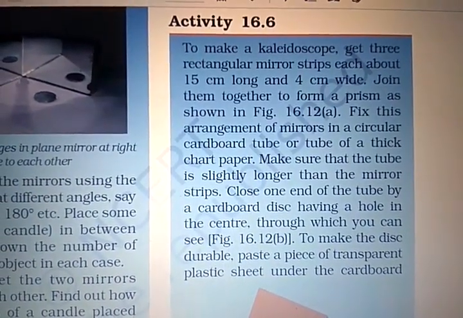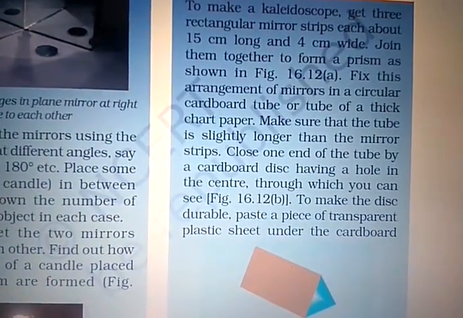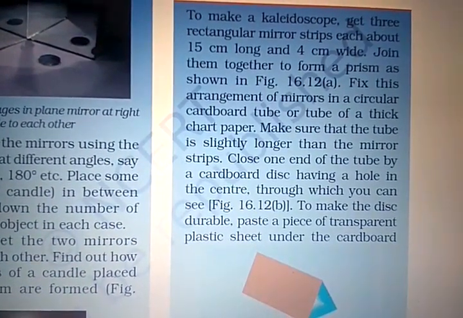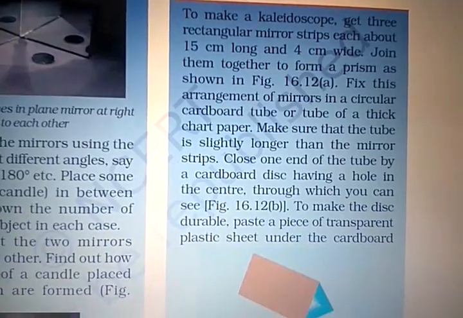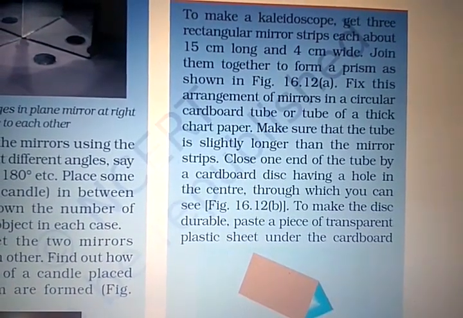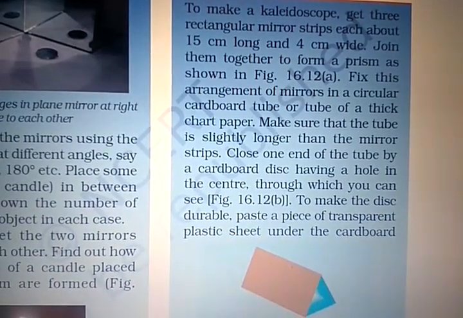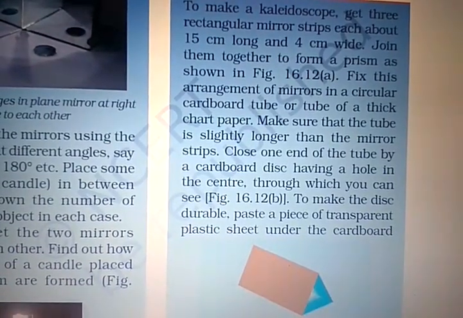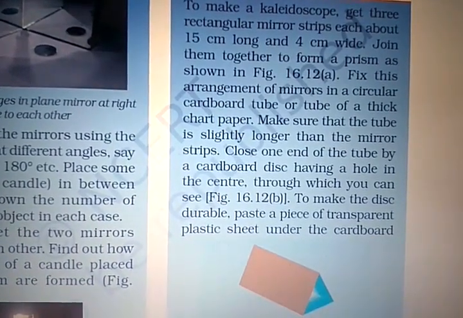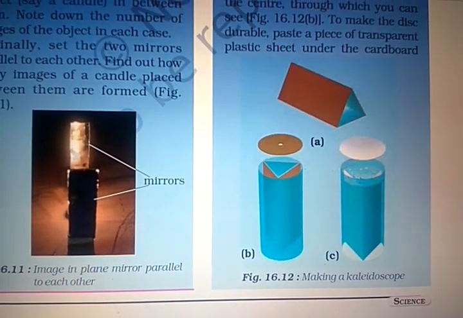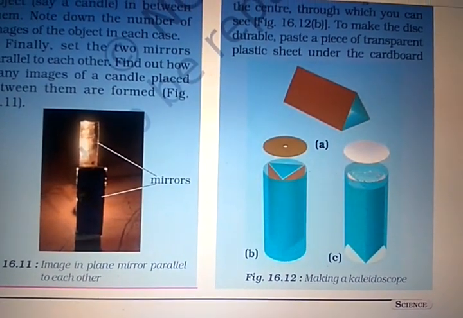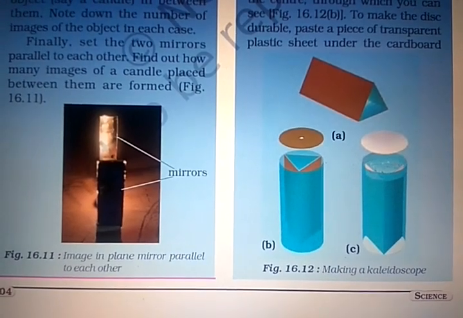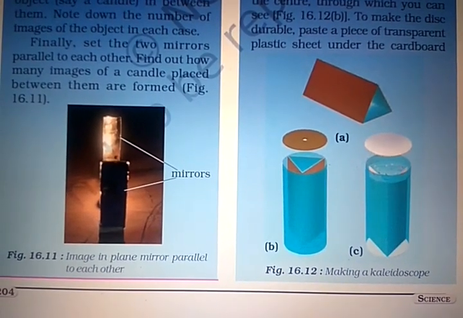Fix this arrangement of mirrors in a circular cardboard tube or a tube of thick chart paper. Make sure that the tube is slightly longer than the mirror strips. Close one end of the tube with a cardboard disc having a hole in the center, through which you can see. To make the disc durable, paste a piece of transparent plastic sheet under the cardboard. So in this way you can prepare a kaleidoscope. I will send you the video of how to prepare this kaleidoscope, and then you can prepare it. Okay, and if you know, then you can prepare it by yourself and submit it to me as a science and enrichment activity.